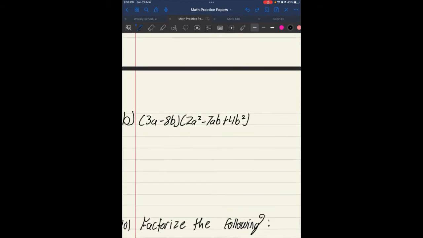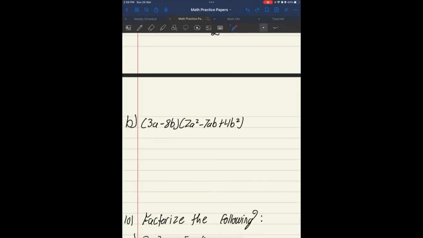Simplify. So what we're going to do is multiply this out. So you're going to multiply this by this, this by this, and then this by this. And then you're going to multiply this by this, this by this, and then this by this. You're going to add them together. So let's go.